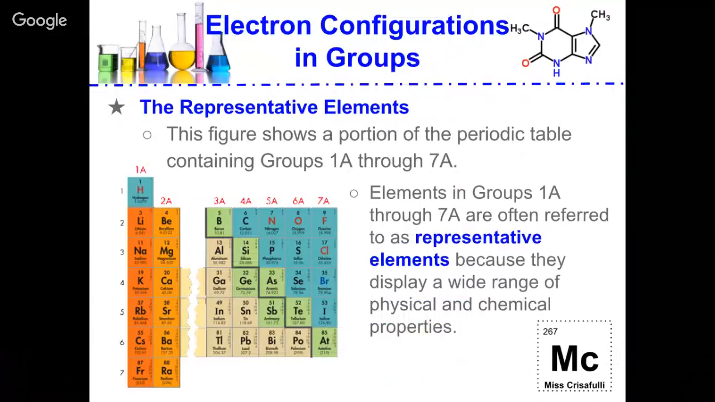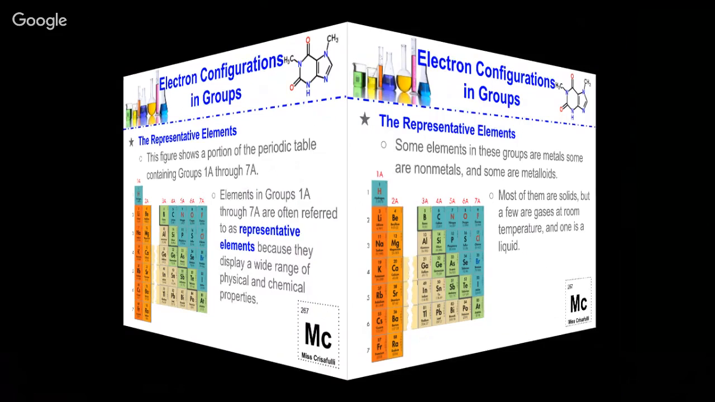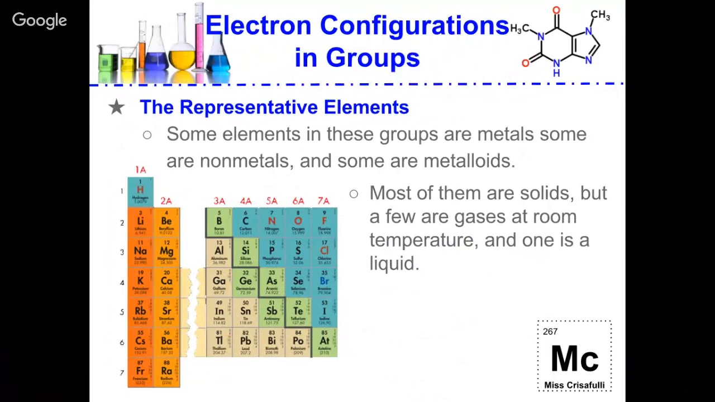Now let's talk about the representative elements. This figure shows a portion of the periodic table containing groups 1A through 7A. The elements in groups 1A through 7A are often referred to as the representative elements because they display a wide range of physical and chemical properties. Some of the elements in these groups are metals, some are nonmetals, and some are metalloids. Most of them are solids, but a few are gases at room temperature, and one is a liquid, and that is bromine.